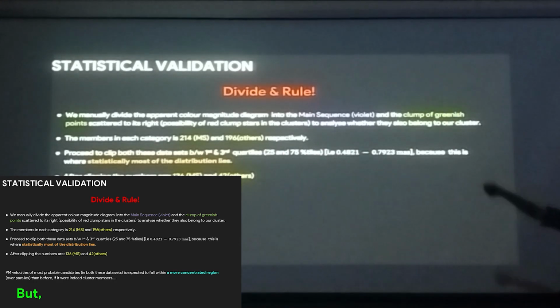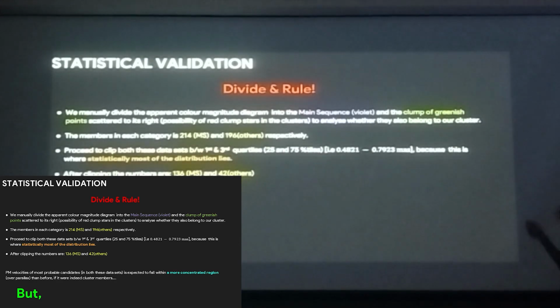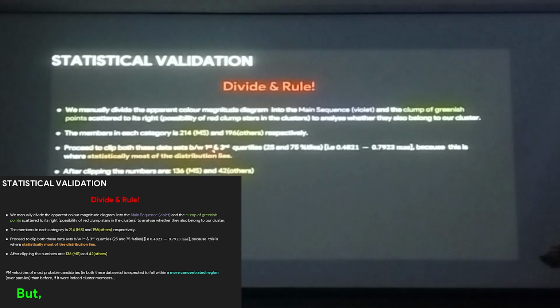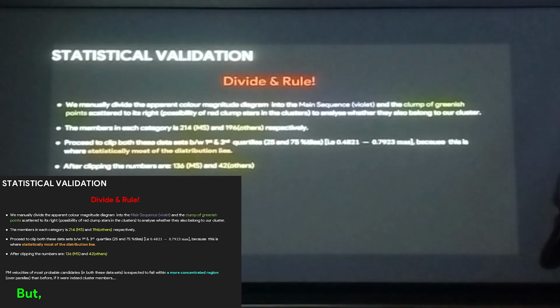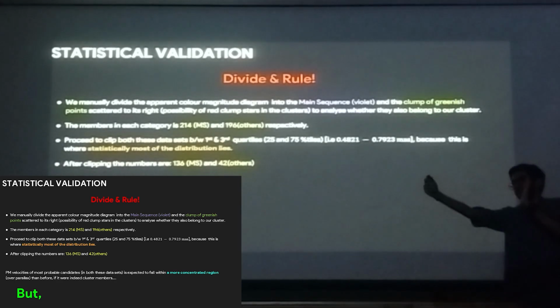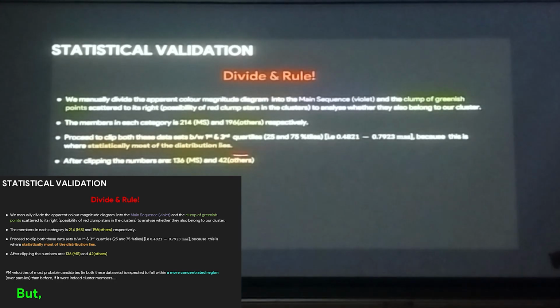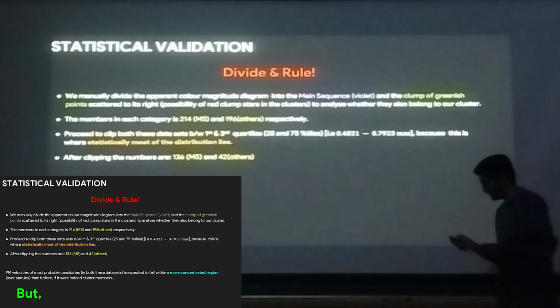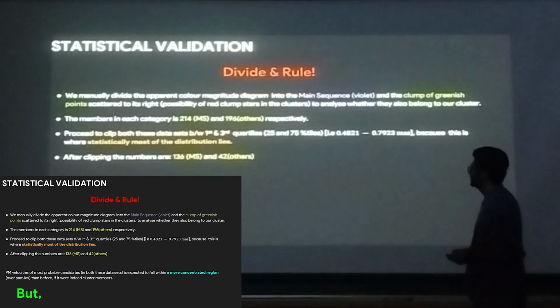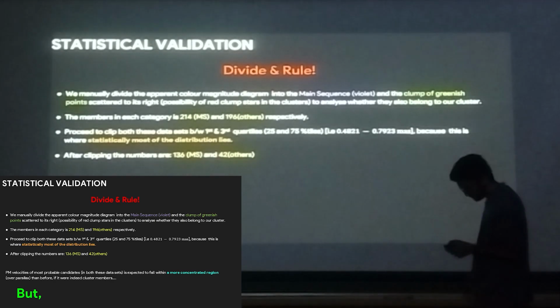We plot a histogram of the parallax, and we proceed to clip both these data sets between the first and the third quartile, which is the 25th percentile and the 75th percentile, because this is where statistically most of the distribution lies. After clipping, we get the numbers as 136 and 42.